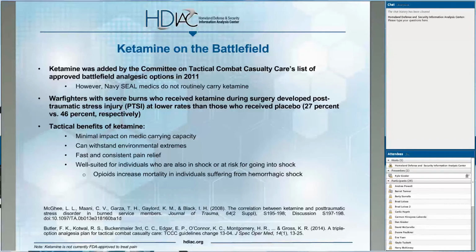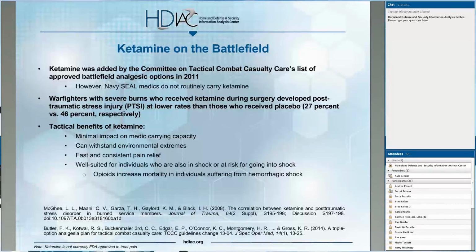Again, the early treatment of battlefield injuries can stave off the production of later mental health issues down the road. Some of the tactical benefits of ketamine include a minimal impact on carrying capacity. It doesn't require much drug to produce analgesia, especially if it's an intramuscular dose. Ketamine is a solid, can withstand environmental extremes, such as the dusty and often arid temperatures of the desert, and also the significantly colder temperatures of the Arctic tundra.